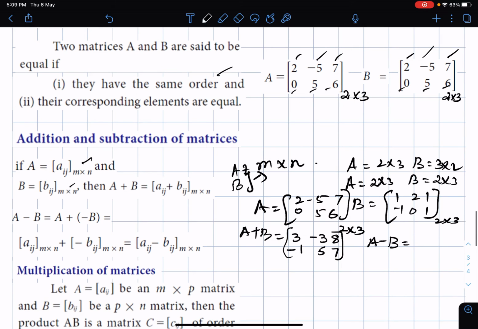Okay. So in front of B, when you take the minus inside, all of these will become minus. Actually, this is going to be minus B. This will become plus, and this will become minus.